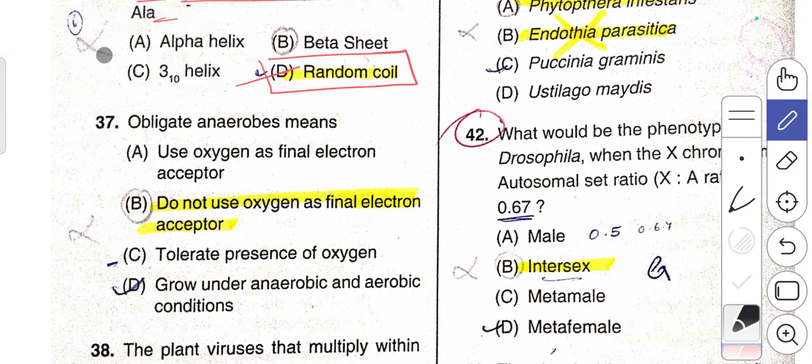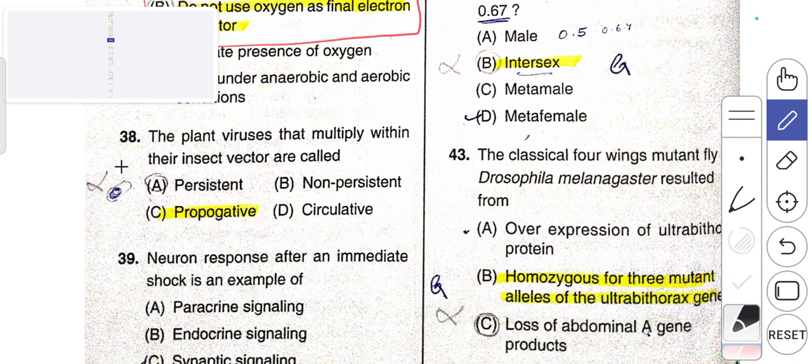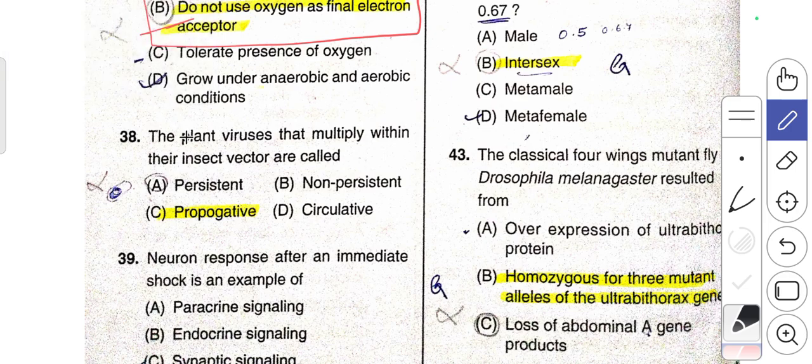Then 37th question. Obligate anaerobes means they do not use oxygen as a final electron acceptor. B is the right answer for this question. The next question: plant viruses that multiply within their insect vector are called propagative. C is the right answer.